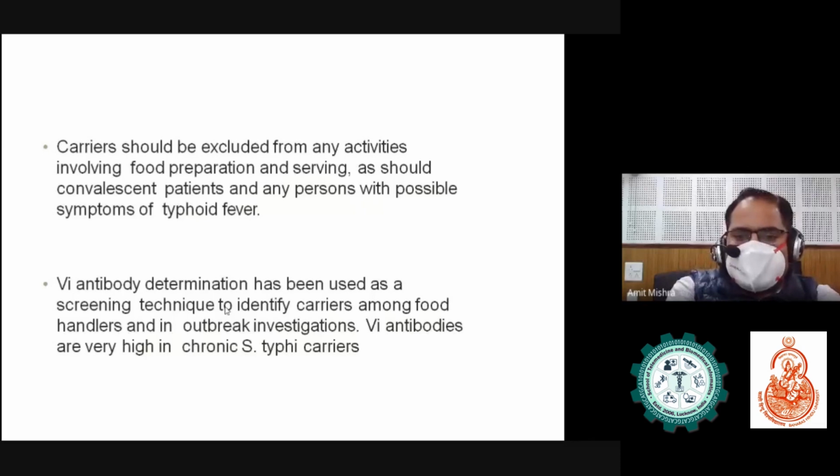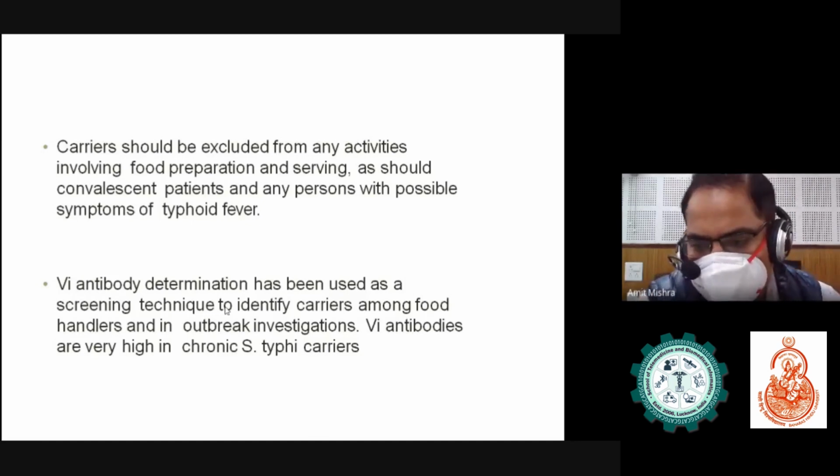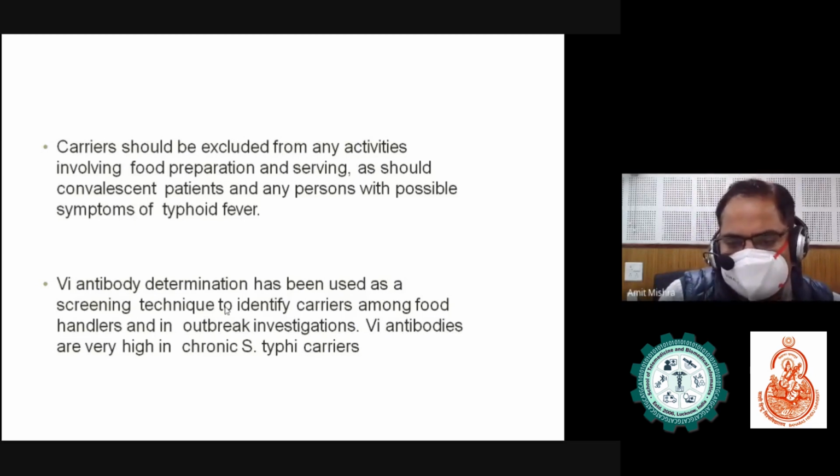Carriers should be excluded from any activities involving food preparation and serving, as should convalescent patients and any person with possible symptoms of typhoid fever. Vi antibody determination has been used as a screening technique to identify carriers among food handlers and in outbreak investigations. The Vi antibodies are very high in chronic Salmonella typhi carriers. If your patient is positive, these persons should be isolated from any activities which are responsible for the transmission of the disease.